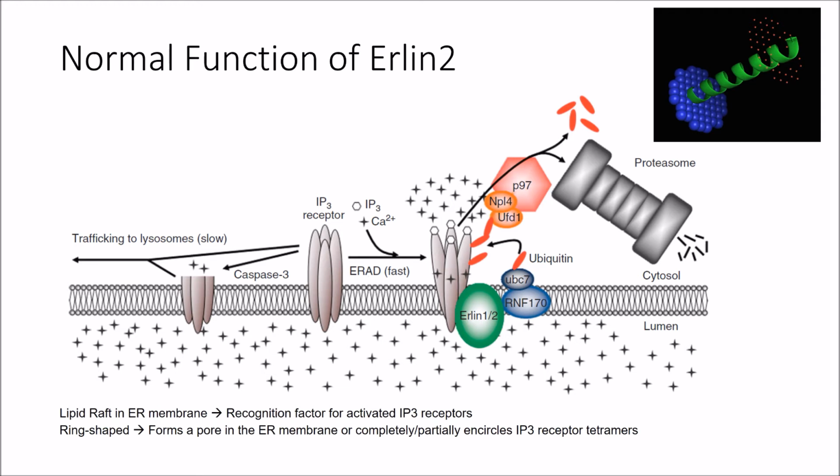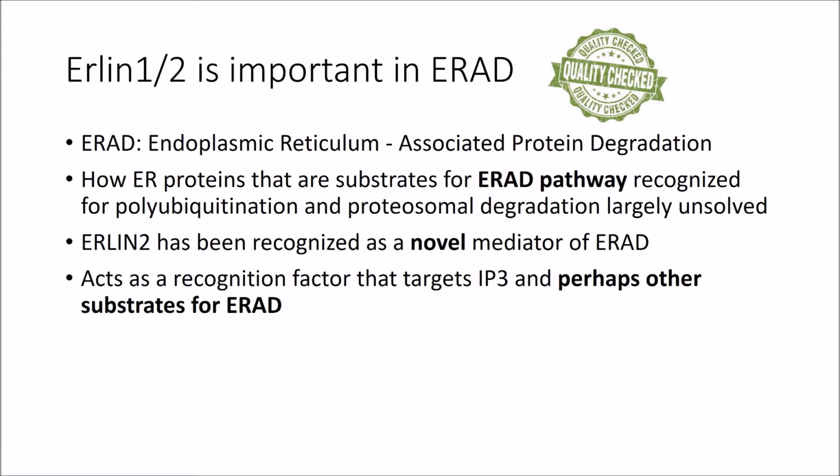ERLIN1-2 recruits E2 and E3, specifically UBC7 and RNF170, and acts as a ubiquitin ligase and directs transfer of ubiquitin from the E2 to the protein substrate. Hence, IP3 receptors get targeted for ubiquitination and get degraded by the proteasome. ERLIN1-2 is important in ERAD.